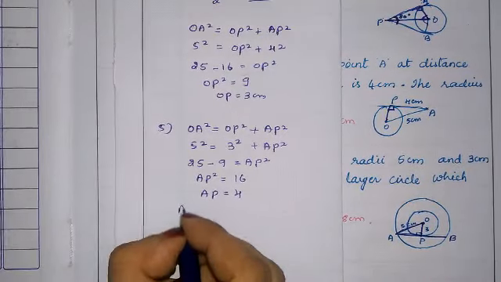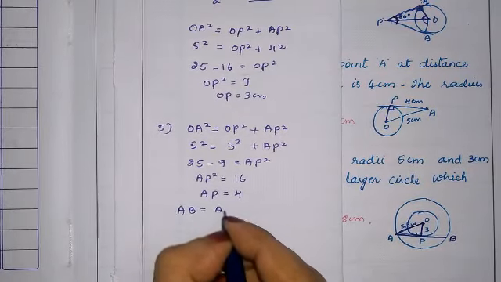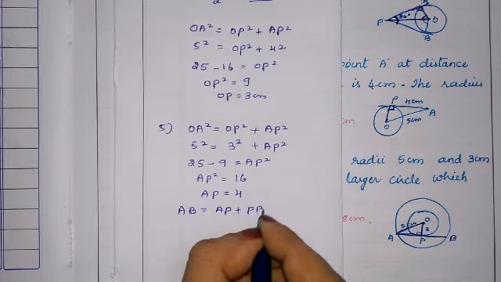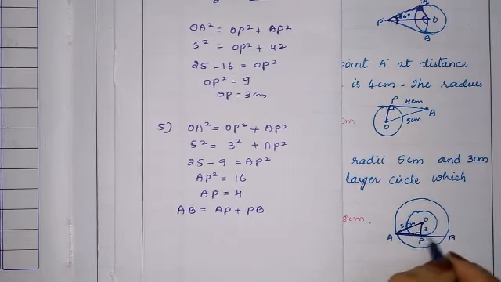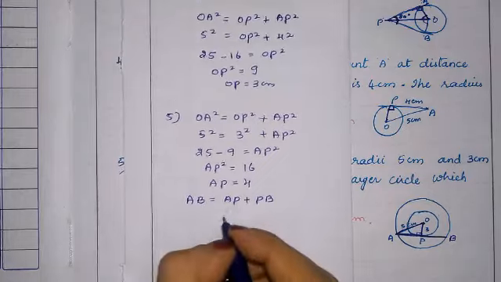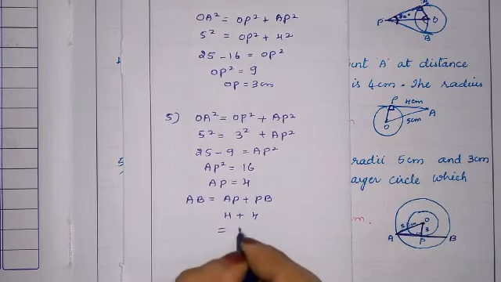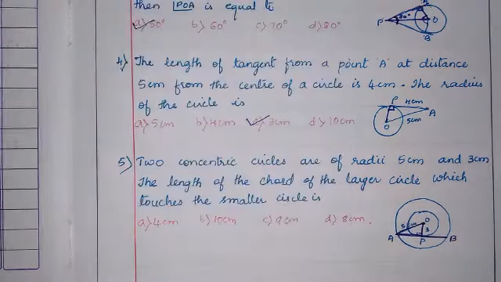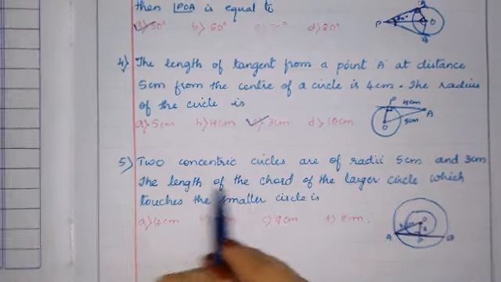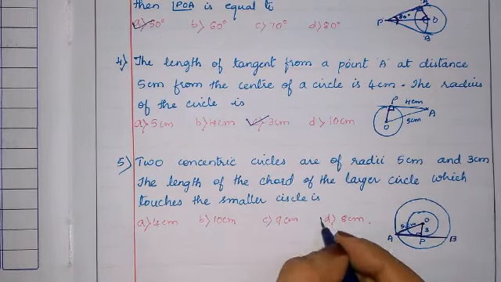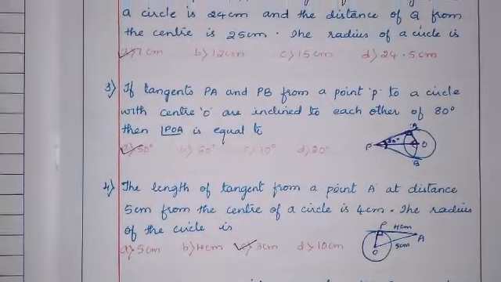You know that AB is nothing but AP plus PB, and if it is 4 then this is also 4. So 4 plus 4 is 8 centimeter, so the length of the chord is D, 8 centimeter. Let us see the next question, that is question number 6.